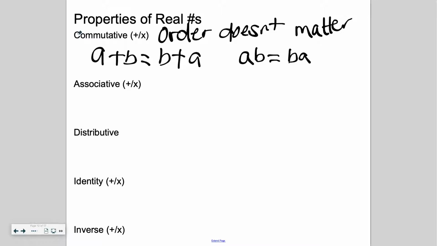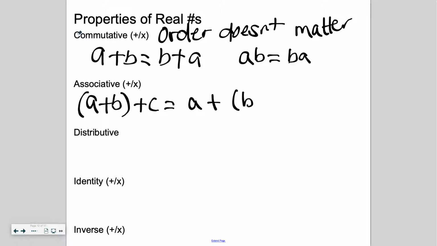The associative property means that grouping symbols kind of don't matter. So it's like if I take A plus B and then I add C, that's the same thing as if I take A and then I add B plus C together. Does that make sense? Okay? And multiplication is the same thing. If I multiply A times B and then multiply it times C, that's going to be the same thing as if I take A and then multiply it by the product of B and C.